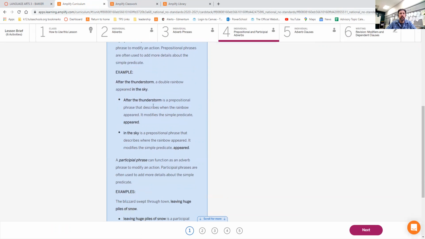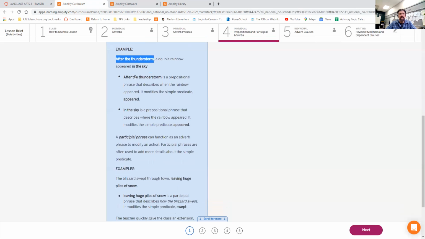The example they give us here is, "After the thunderstorm, a double rainbow appeared in the sky." After the thunderstorm is a prepositional phrase. Right here it says after. That is a preposition and it leads us to something else. After the thunderstorm tells us when this took place. In the sky, in is yet another preposition and it tells us where it took place.